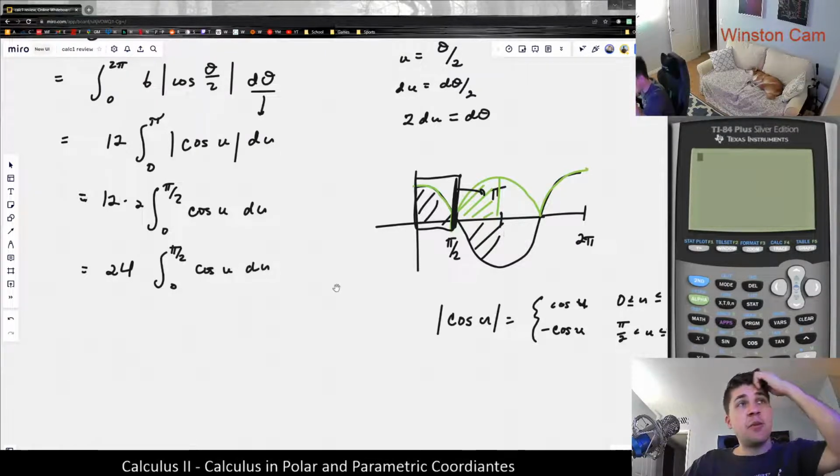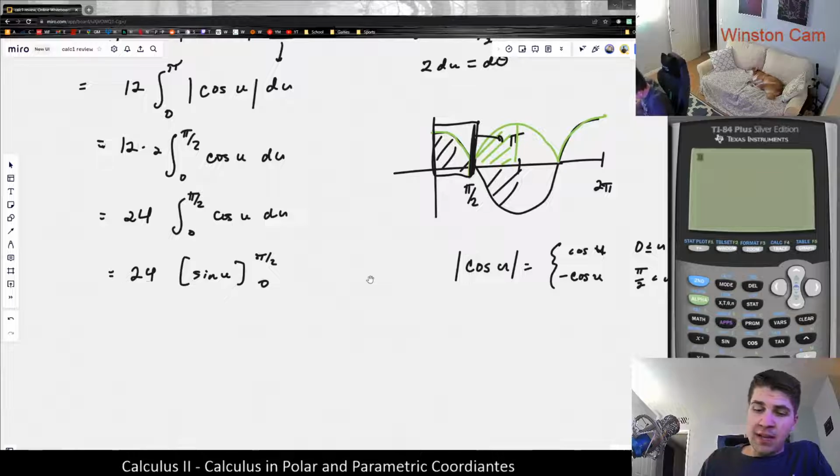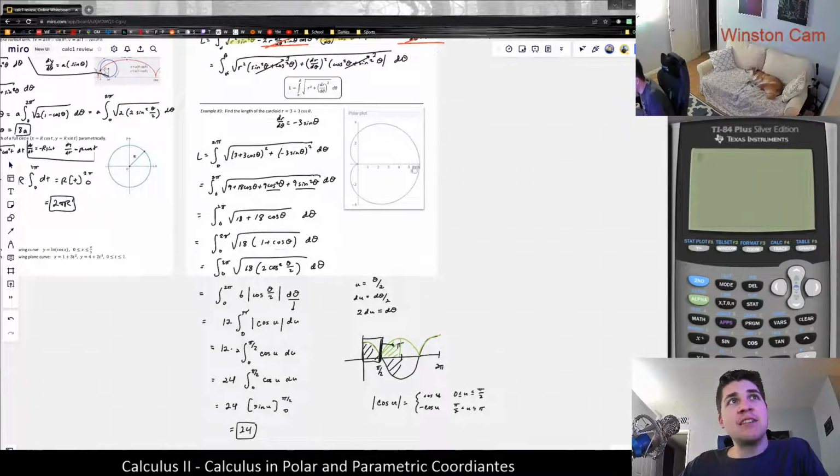from 0 to pi over 2, and the integral of cosine is, of course, sine. So we're going to have 24 times the sine of u from 0 to pi over 2. And sine of pi over 2 is 1, and sine of 0 is 0. So I'm going to end up with 24. And anyways, long story short, we found the length of the cardioid.